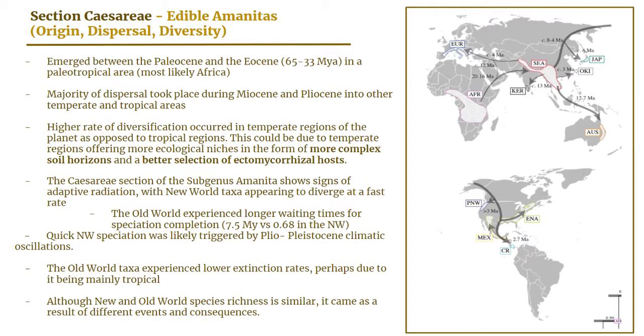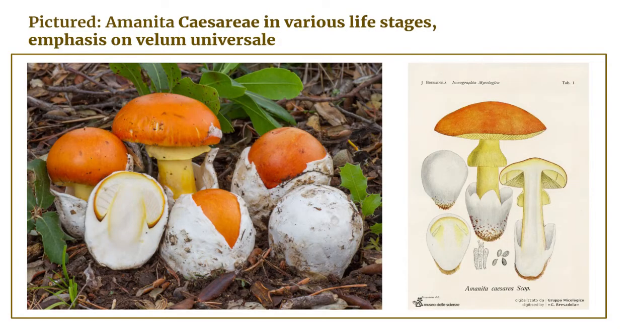So the speciation of the New World was probably triggered by Pleistocene climatic oscillations. The New World taxa experienced lower extinction rates, perhaps due to it being mainly tropical. The New and Old World somehow have the same species richness, but this came as a result of different events. Here is a picture of an edible Amanita. You can see the universal veil in different life stages.